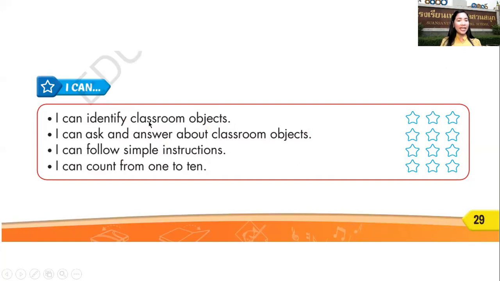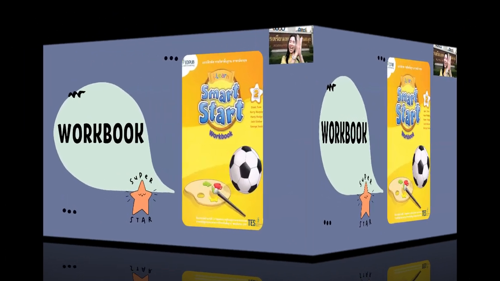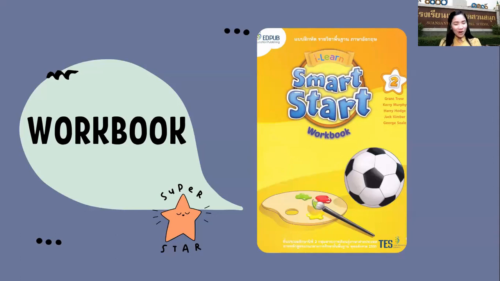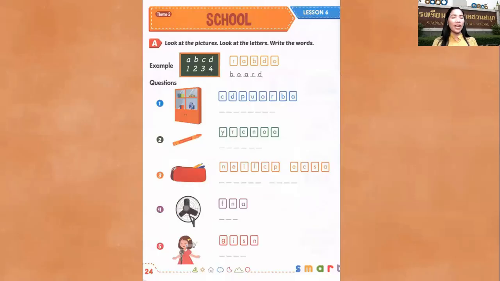I can identify classroom objects, first, second, or third. Just color one star in a row. Okay, be honest. Next, I can ask and answer about classroom objects. I can follow simple instructions. I can count from 1 to 10. Okay, when you're done, let's go to workbook time! Open your workbook on pages 24 and 25.